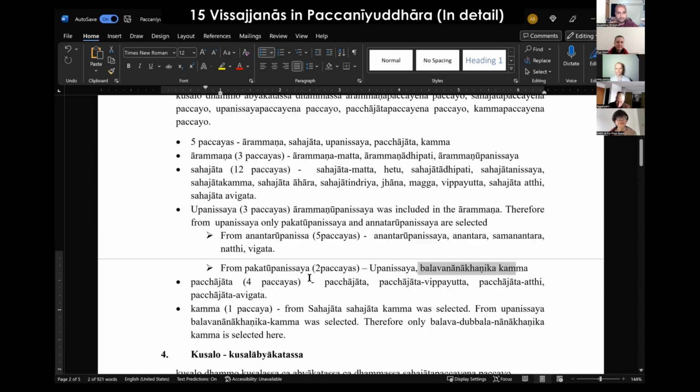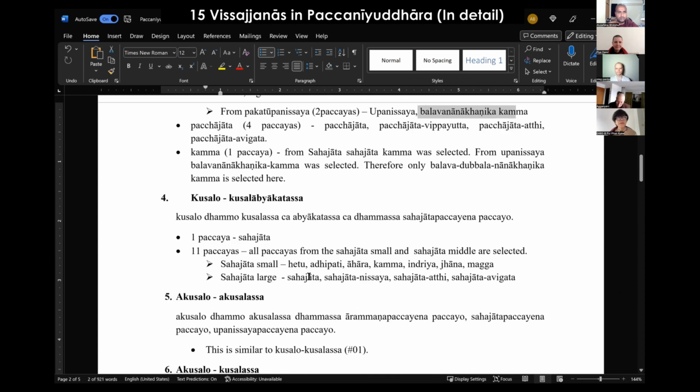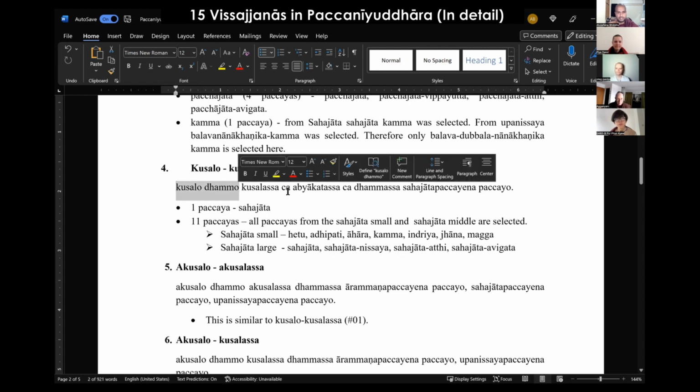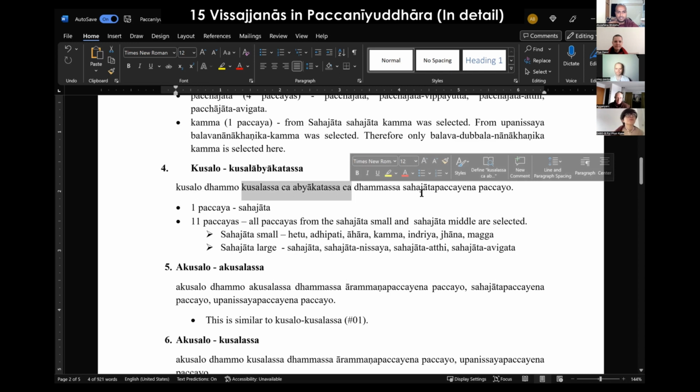So that's how we extract the Paccayas. And then we move into the fourth relationship in the Kusala. It is Kusalo Kusalabhyakatassa. It says in the Pali, Kusalo Dhammo Kusalassacha Abhyakatassacha Dhammassa Hetupaccayena Paccayo. So Kusalo Dhammo, this is the Paccaya. Kusalassacha Abhyakatassacha means this is the Paccayuppanna from the Sahajata Paccaya.